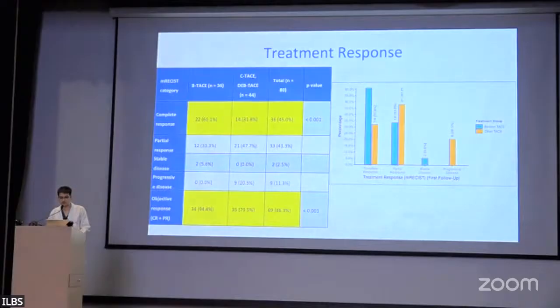Coming on to treatment response, complete response was seen in around 61% of patients in the balloon TACE group, while in the CTACE DEB-TACE group it was seen in 31.8% of patients. The objective response in the balloon TACE was 94%, while in the CTACE DEB-TACE it was 79.5%.